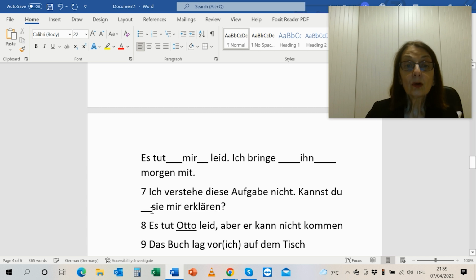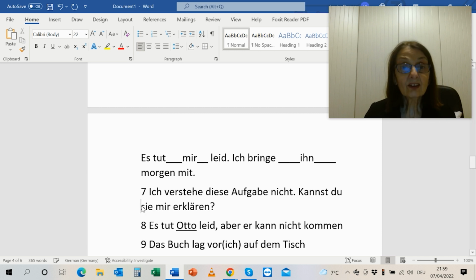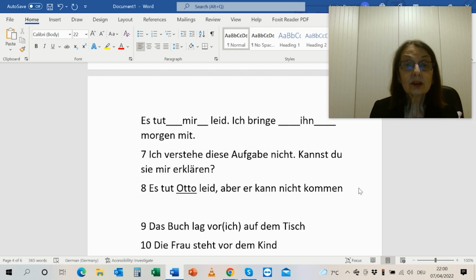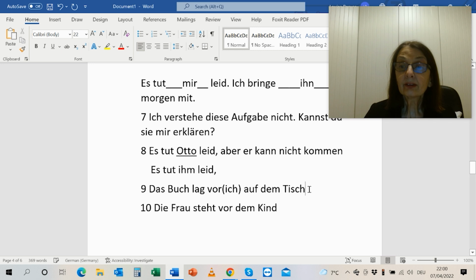Again, after a while, you know by sound what sounds right and what sounds wrong. But when you're learning it first, it helps to have the theory grounded into your head. Next bit. Es tut Otto leid, aber er kann nicht kommen. So Otto is a boy, and you know about leid tun taking the dative case of the person. So that's going to be es tut ihm leid. Er kann nicht kommen. He can't come. We're getting nearly there now.